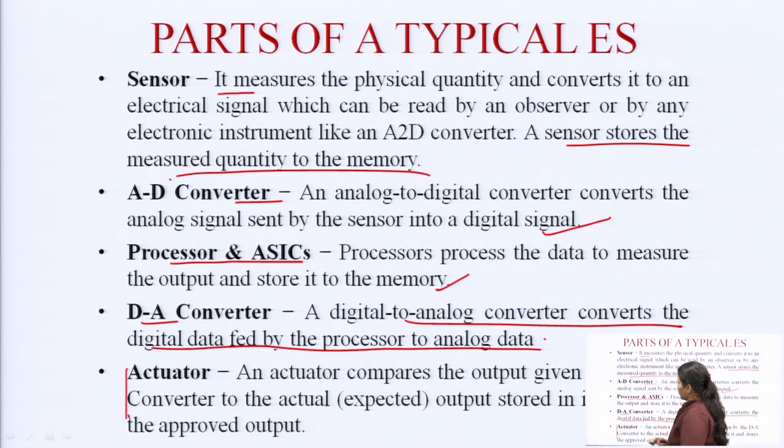Now, finally, what is the role of the actuator? It compares the output given by the D2A converter to the actual output stored in it and stores the approved output. So, this is how the actuator output is used to run any mechanical device, like the actual output is sent to the motor and it activates the motor. So, this is how the sensor, the processors along with the D2A and A2D converters and finally, the actuator make a complete typical embedded system application.